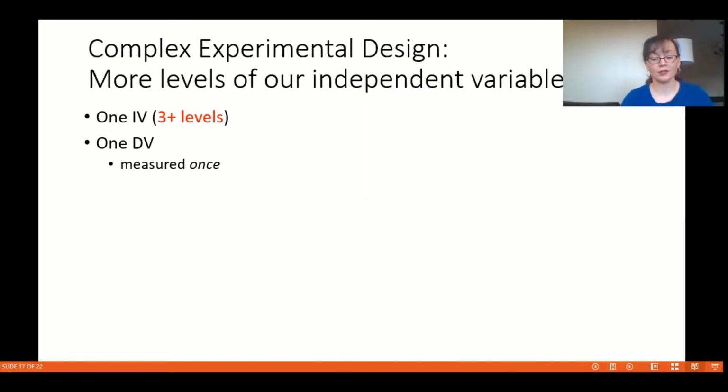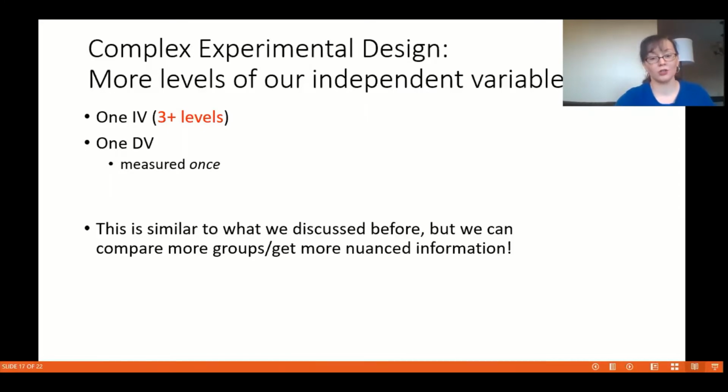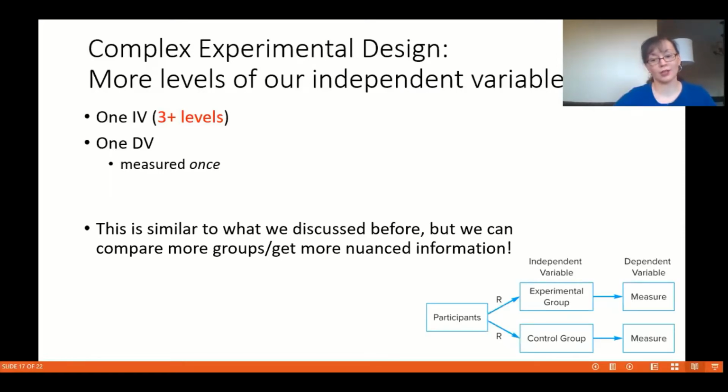And so this design is going to look very, very similar to what we discussed before, but we can compare more groups and get more nuanced information. And so again, this is what our post-test only design looked like before, and we can imagine just tacking on one more group, one more arrow from participants there to a third level of our independent variable. And this could be a second experimental group. We might even think of these as different versions of these groups.